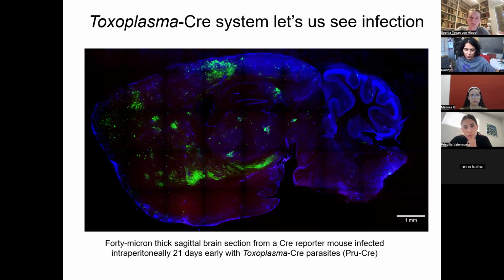And so the first question was, did it work? And so here it is. This is a mouse that was intraperitoneally infected with parasites 21 days previously, and then this is a brain section, right?